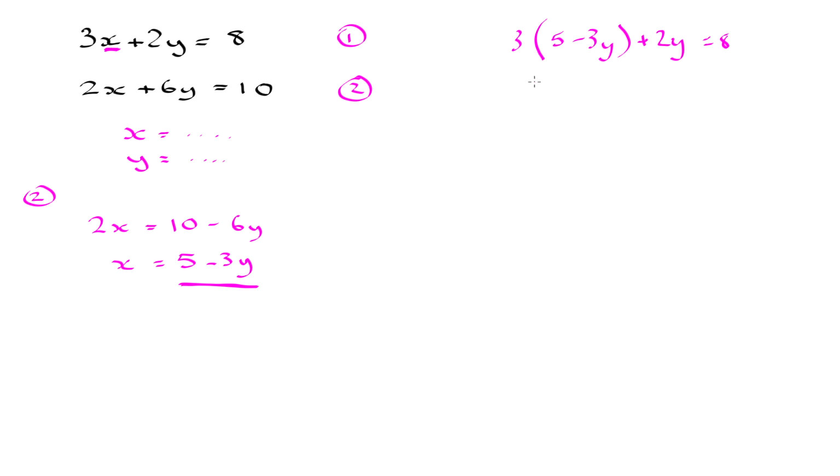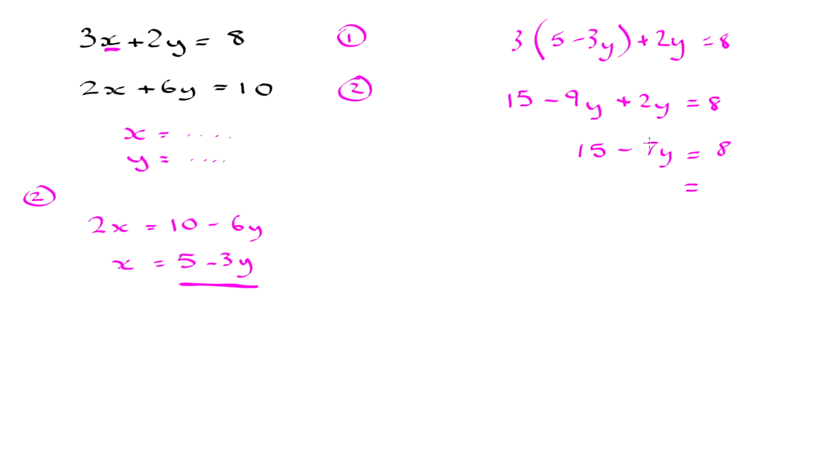Now let's expand this bracket. 3 times 5 is 15. 3 times negative 3y is negative 9y. Then we have plus 2y equals 8. So let's collect these like terms we have here. So minus 9y plus 2y is minus 7y equals 8.